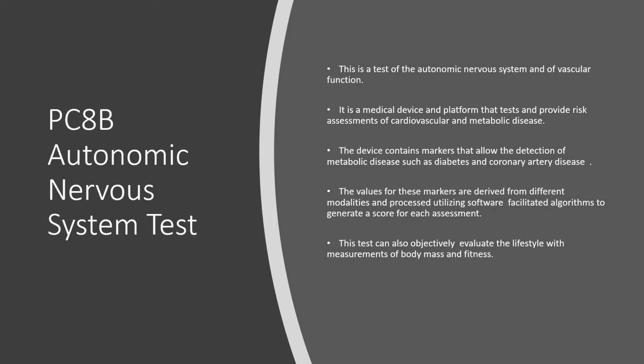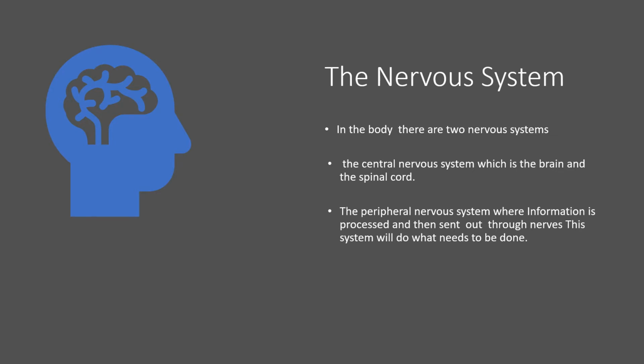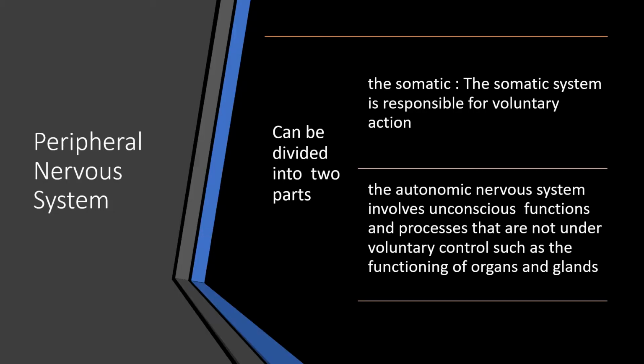score for each assessment. Now, the nervous system is composed of two parts. One is the central nervous system, which is the brain and spinal cord, and the other part is the peripheral nervous system, where information is processed and then sent out through nerves. Now, the peripheral nervous system can be divided in two parts. One is the somatic, which is responsible for voluntary action, and the autonomic nervous system, which involves unconscious functions and processes that are not under voluntary control, such as the function of organs and glands. This is what this test measures.